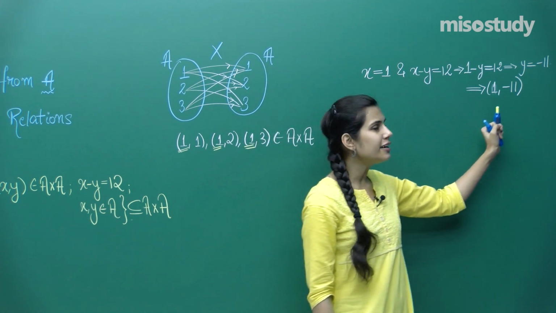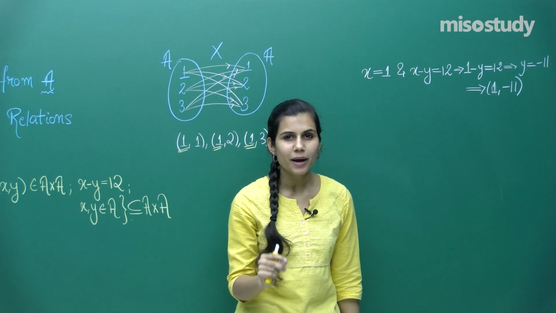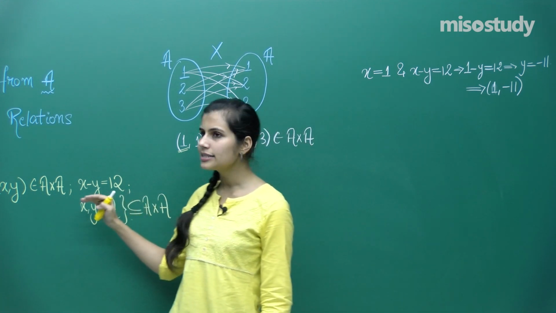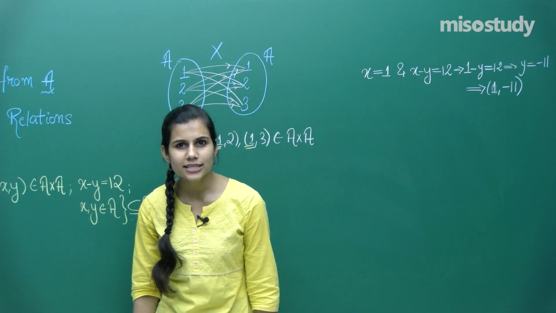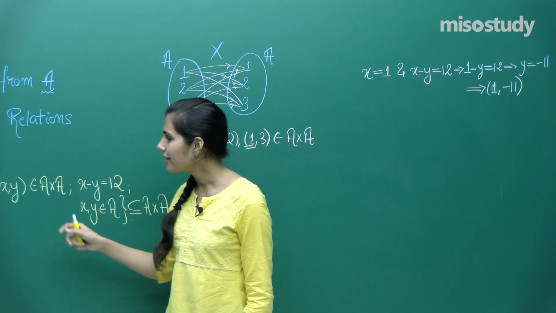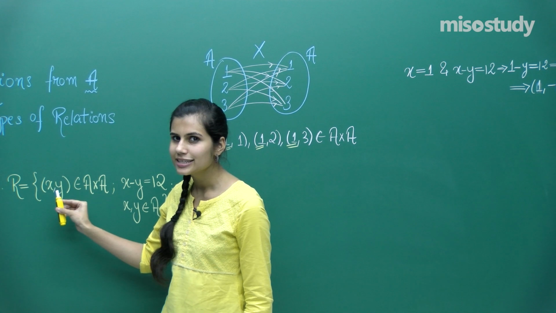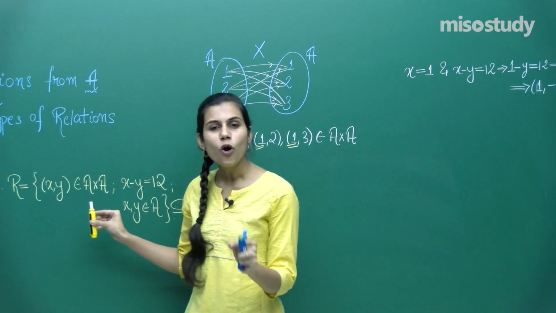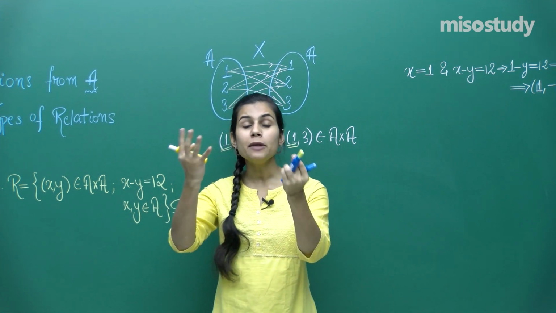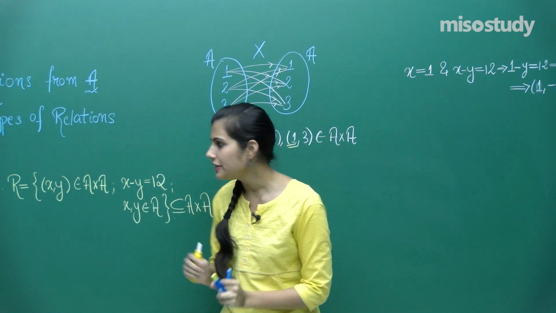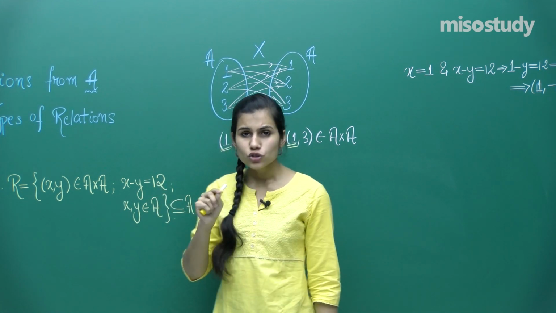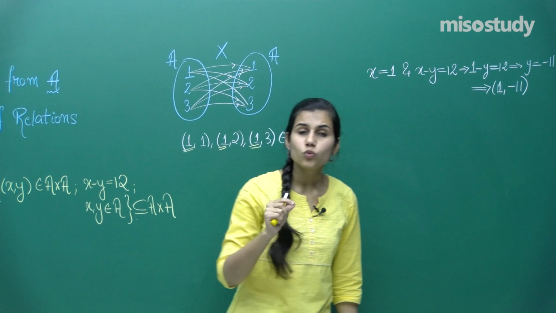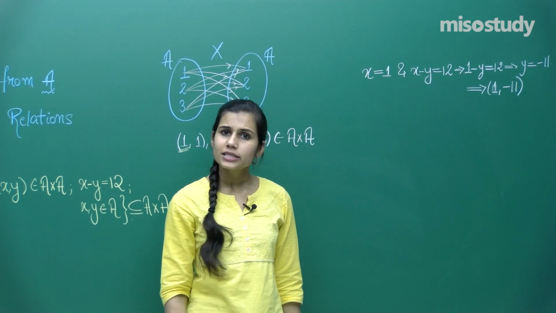Just because this ordered pair satisfies the rule of x minus y equal to 12, am I going to pick this up and place it inside the set R? Am I allowed to do this? Well, inside the set R are those ordered pairs which firstly should come from A cross A. That means only those ordered pairs which can be picked up from A cross A, and they should satisfy this rule. So, yes, 1 minus 11 does satisfy the rule, but does 1 minus 11 belong to A cross A?